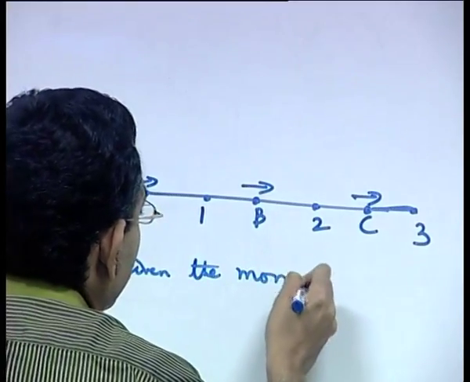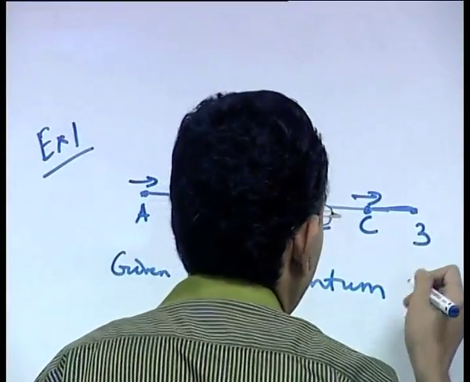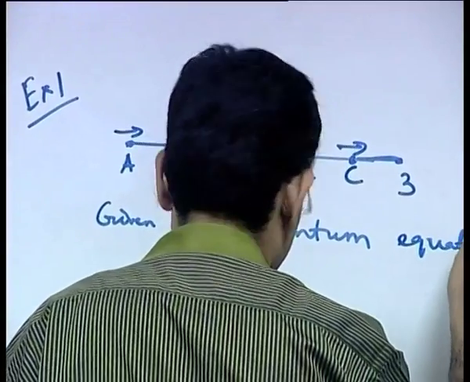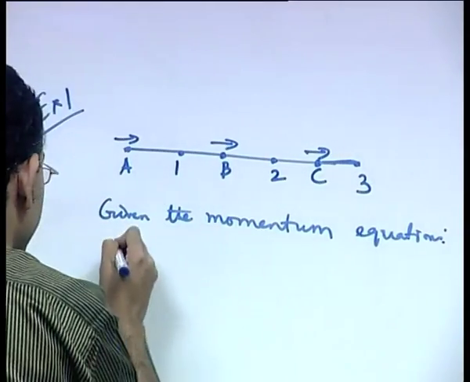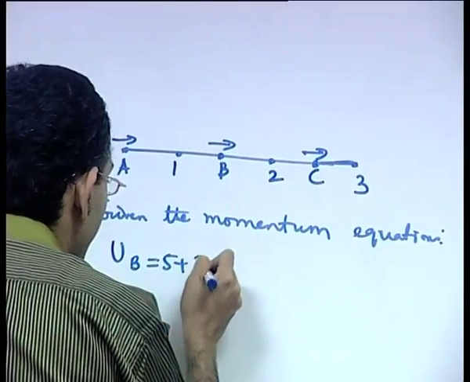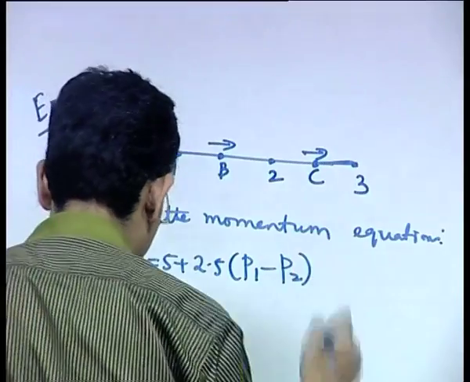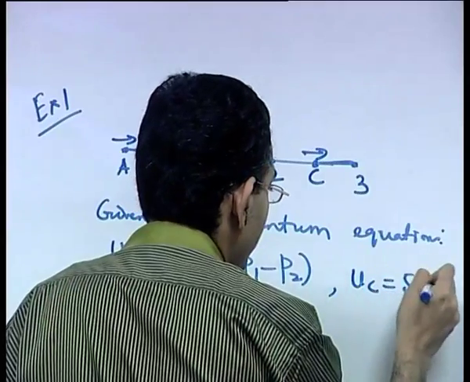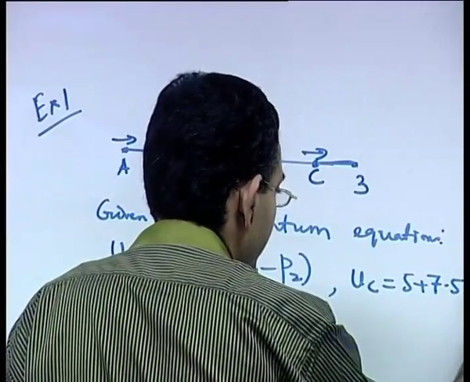So it is a one dimensional problem, and you are given the momentum equations for the grid points B and C. UB is equal to 5 plus 2.5 into P1 minus P2, UC is equal to 5 plus 7.5 into P2 minus P3.